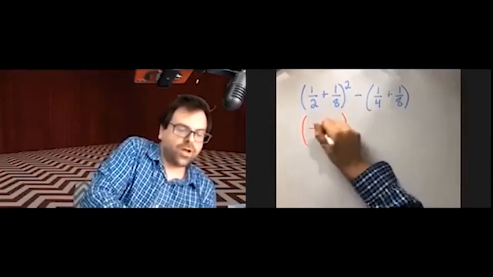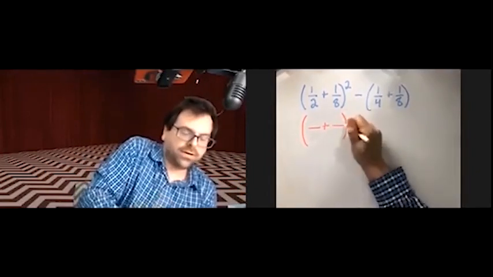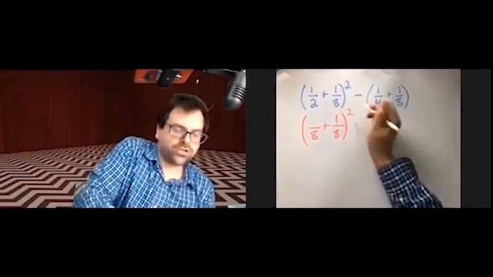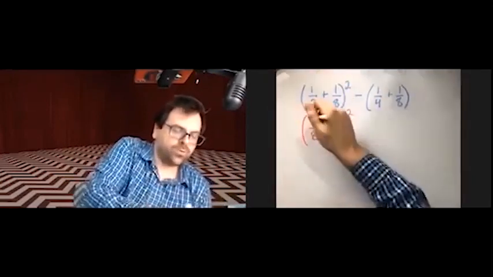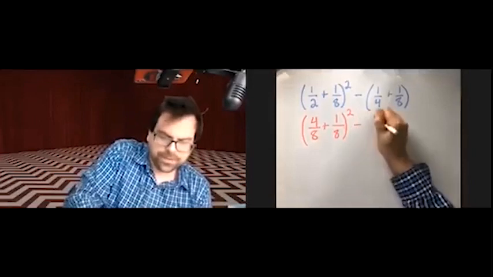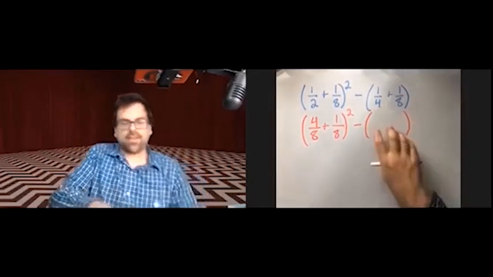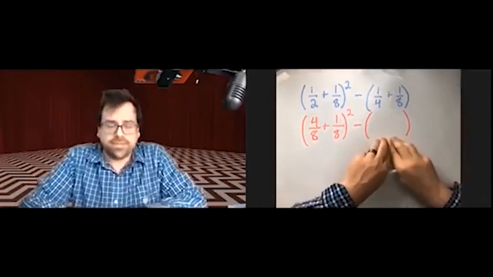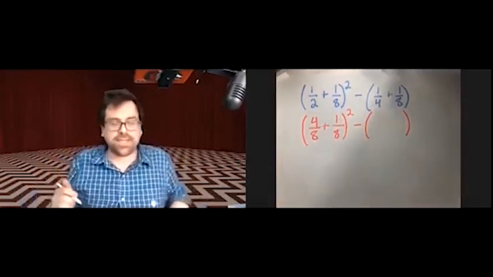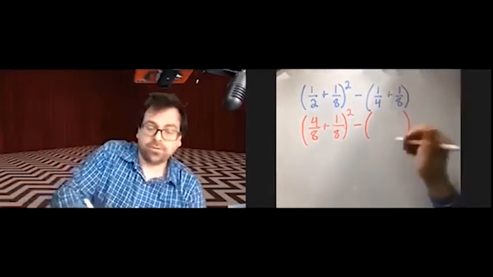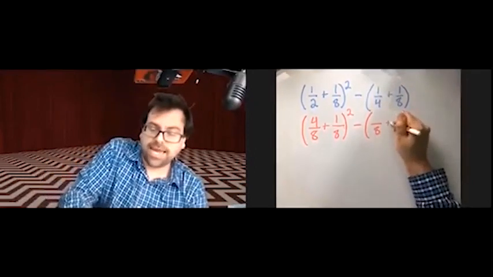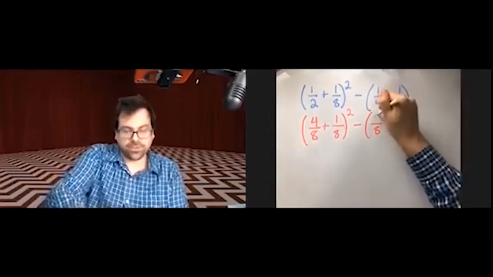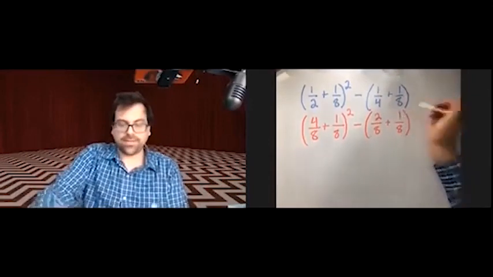So adding 1/2 and 1/8, we're going to need a common denominator of 8. The 1/8 won't change. 2 times 4 is 8, so 1 times 4 is 4. To save some space, since this group of parentheses is a complete problem and this group of parentheses is a complete problem, let's just work on them both at the same time. 1/4 plus 1/8, common denominator is going to be 8. 4 times 2 is 8. 1 times 2 is 2. This 1/8 doesn't change.